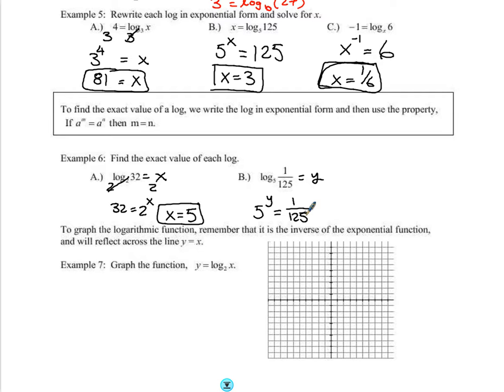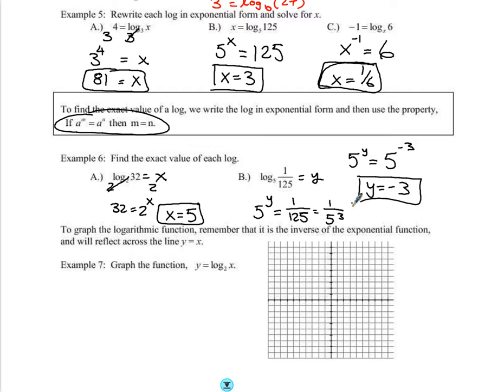125, how could I write that with a base of 5? 5 to the 3rd, right? So this is like 1 over 5 to the 3rd. If you want to work backwards a little bit, rather than trying to figure out what power of 2 gives you 32, change 32 into a bunch of 2's.